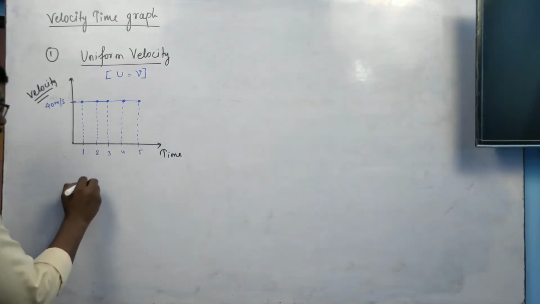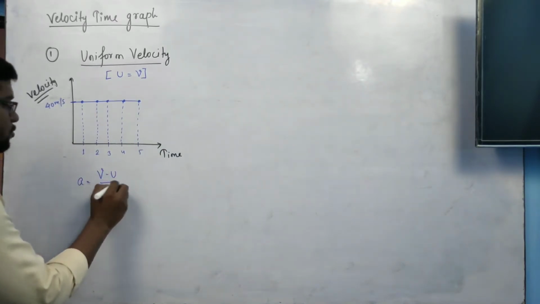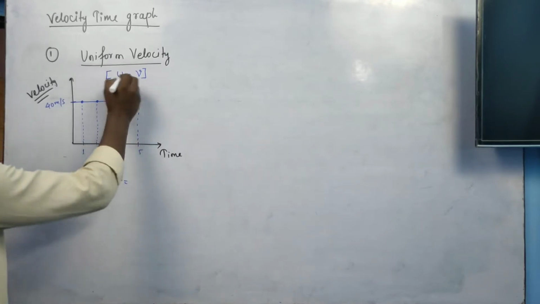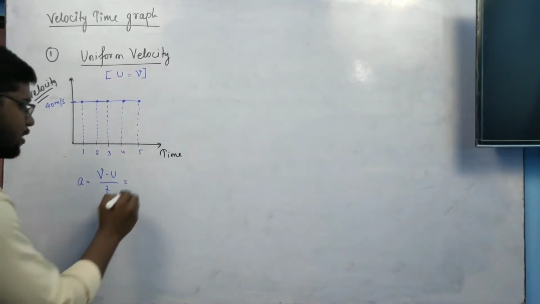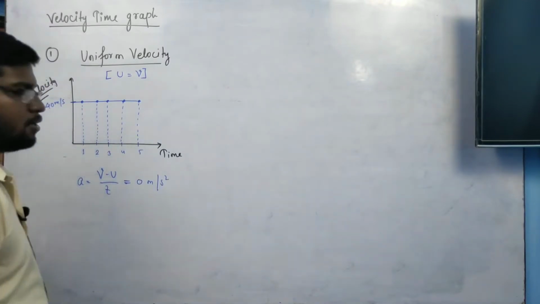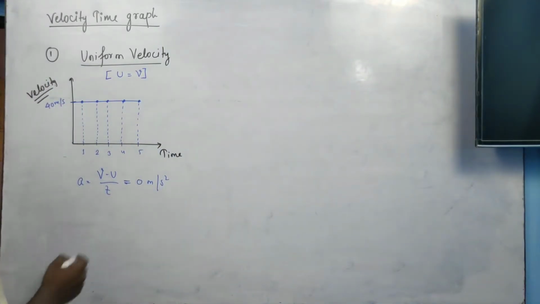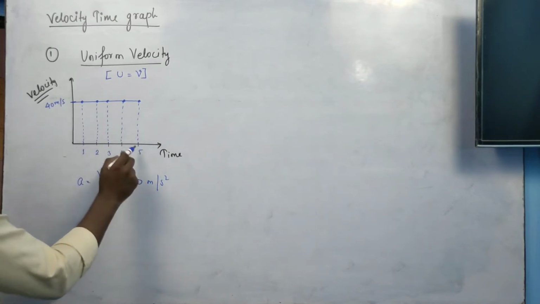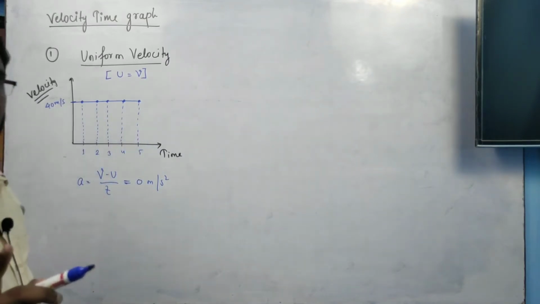And as we know, acceleration equals (v minus u) upon t. So here v and u are both the same, then definitely acceleration must be 0 meter per second square. So always remember, a straight line parallel to the time axis gives uniform velocity.